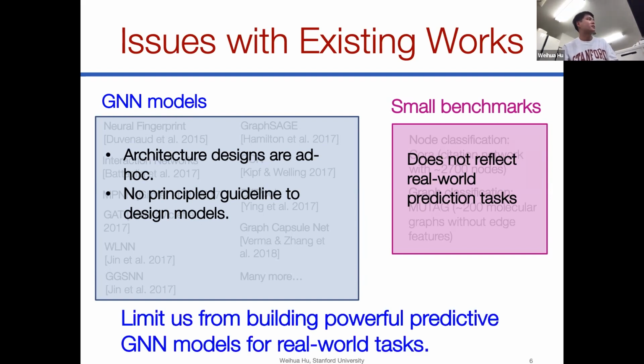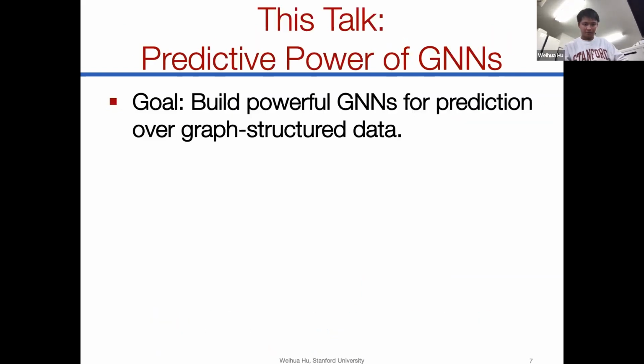And as a result, the issues of the small benchmark and this ad hoc design of the GNN model architecture so far have been limiting us from building powerful predictive GNN models for real-world tasks. So in this talk, our goal is to build powerful graph neural network models for making prediction over graph structure data.